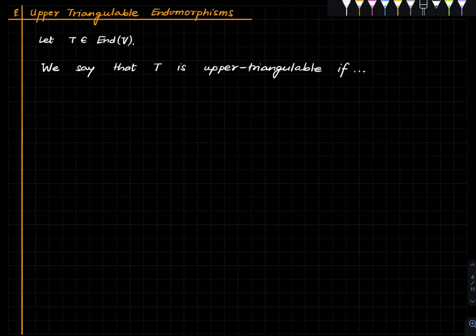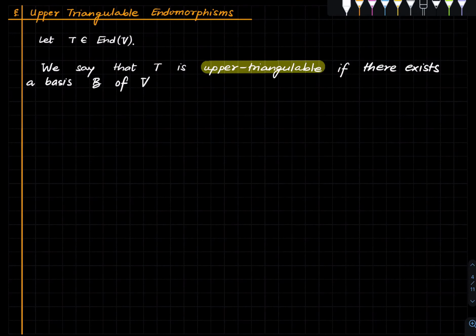And here's the corresponding notion for operators or endomorphisms. So fix an endomorphism T on a vector space V, and the base field is F, which I'm not writing. So we say that T is upper triangulable. There is no such thing as an upper triangular endomorphism. It's only upper triangulable endomorphisms. So we say that T is upper triangulable if there exists a basis B of V such that the matrix representation of T with respect to the basis B is upper triangular.